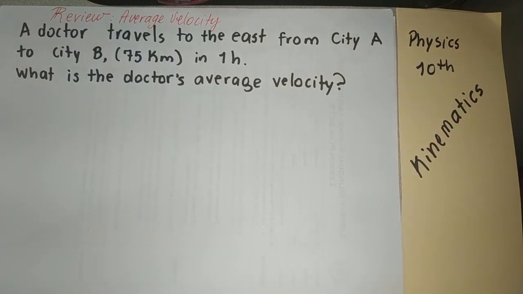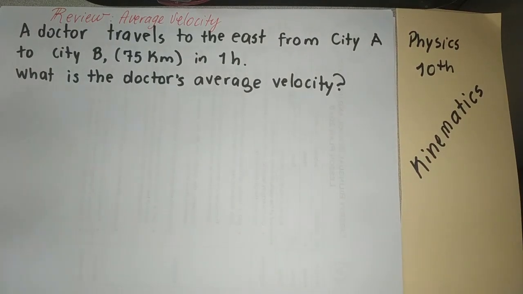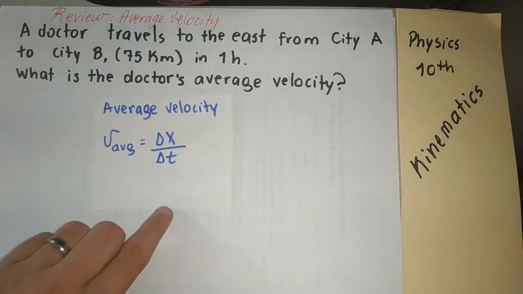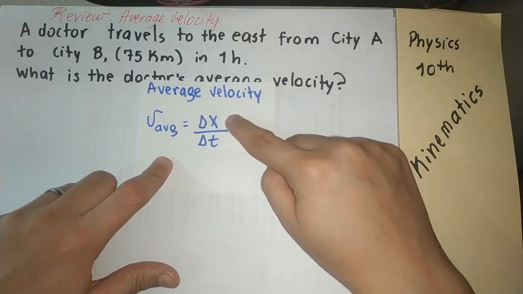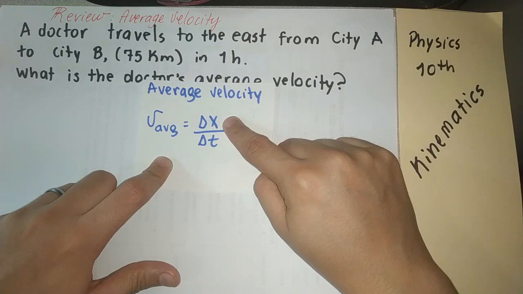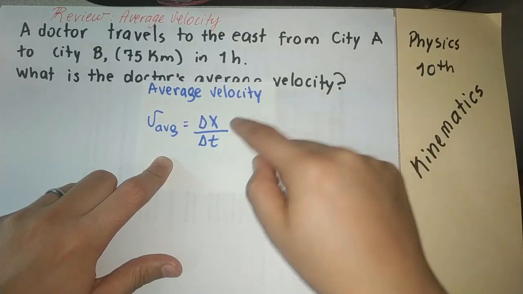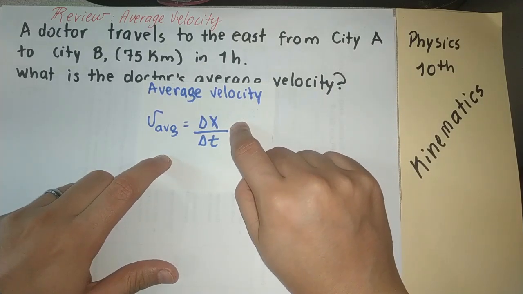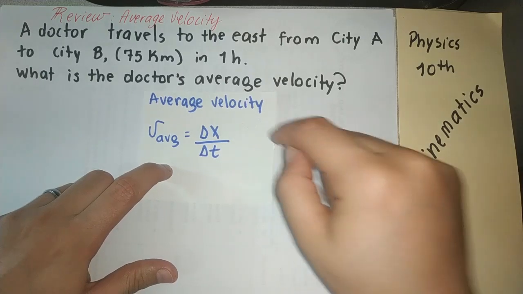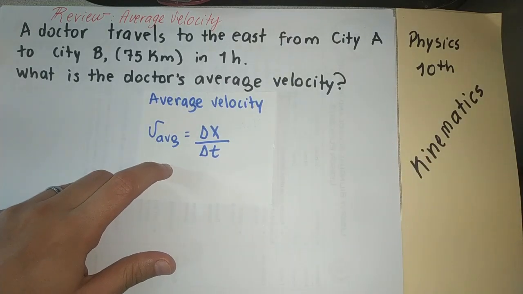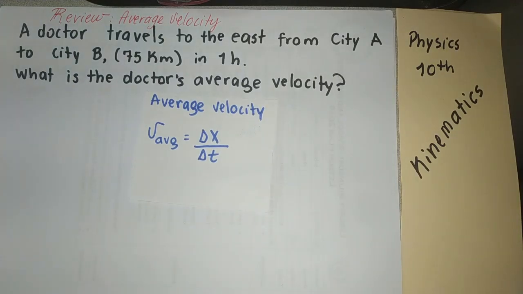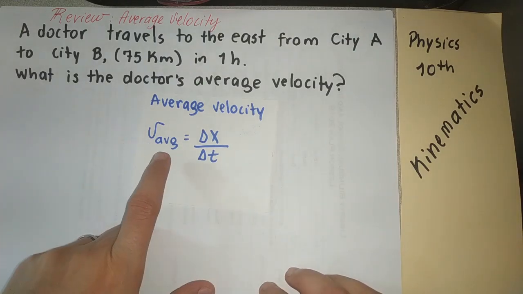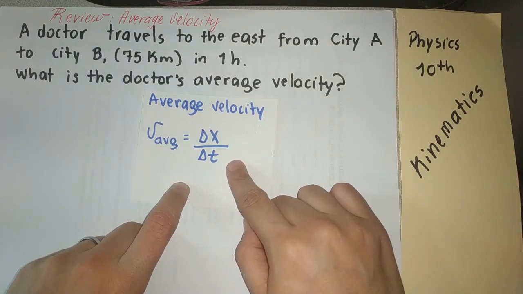Now, to start doing the problem, first we need to see the equation. This is the equation that we use for average velocity. Average velocity equals change in displacement, or change in position, divided by change in time. Change in position is what we call displacement. Remember the time that I was running inside a classroom just to show you the difference between distance and displacement. Now, to calculate the average velocity, we need displacement and we need time.